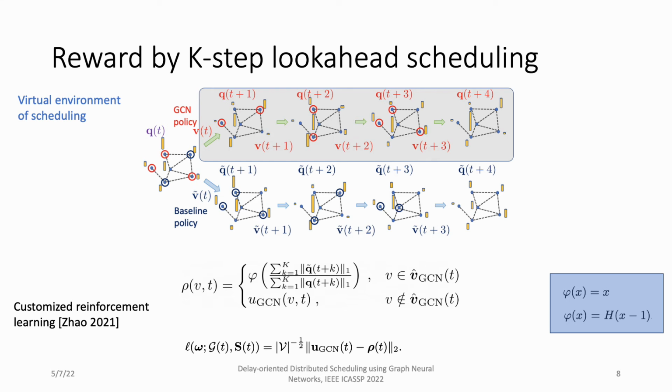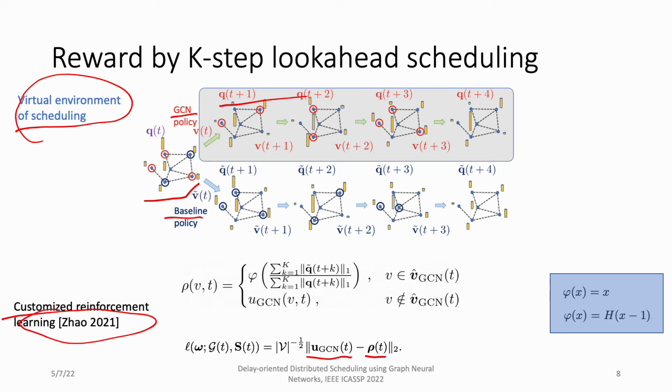To train the GCN, we use a customized reinforcement learning approach adopted from our previous work, which basically trains the output of the GCN through a target vector rho. So here, to get the target vector rho, we will set up a virtual environment of scheduling. This environment will draw a random conflict graph and generate realizations of random packet arrivals and link rates. At a given time t, from a given network state, we will run two different scheduling policies. One is the baseline policy, another is the GCN policy. And these two policies will be run k steps based on the same realizations of arrivals and link rates.